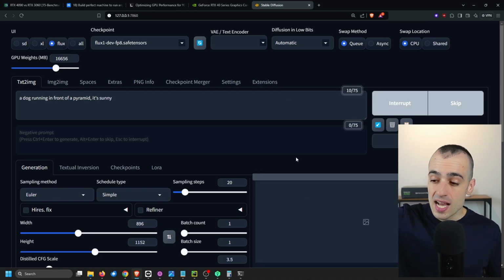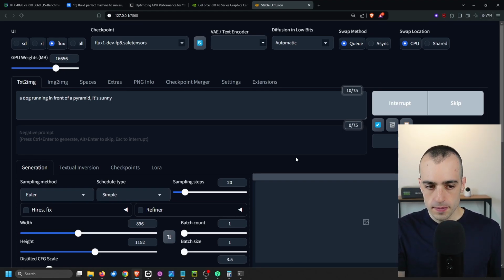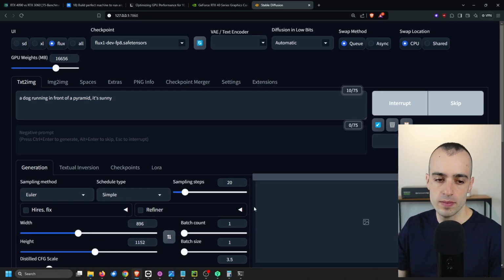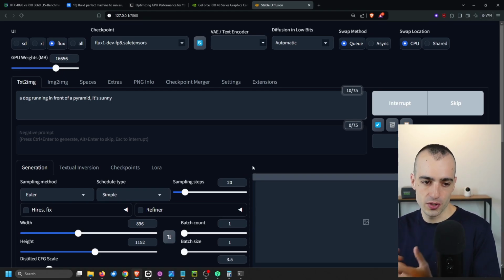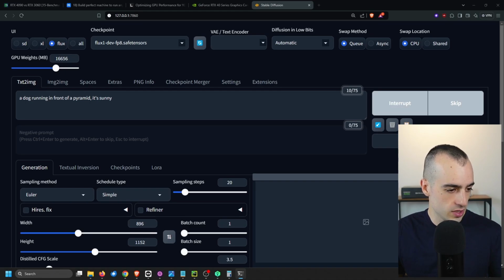So what happens now is the model is loading into the memory. The first run is always slower, so it's normal for this to be slow, and later on the second runs will be much faster. Of course, take into account that now it's the first run, loading into the memory, and now it should be started.